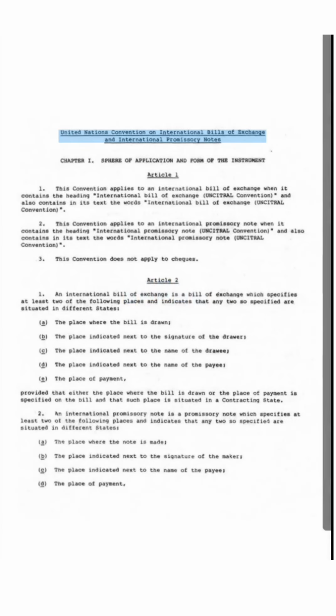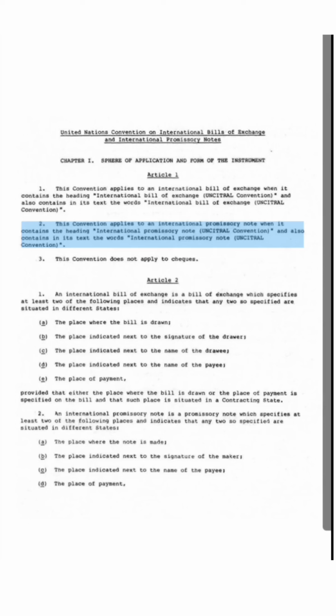United Nations Convention on International Bills of Exchange and International Promissory Notes. Chapter I. Sphere of Application and Form of the Instrument. Article 1. 1. This convention applies to an international bill of exchange when it contains the heading "International Bill of Exchange (UNCITRAL Convention)" and also contains in its text the words "International Bill of Exchange (UNCITRAL Convention)."